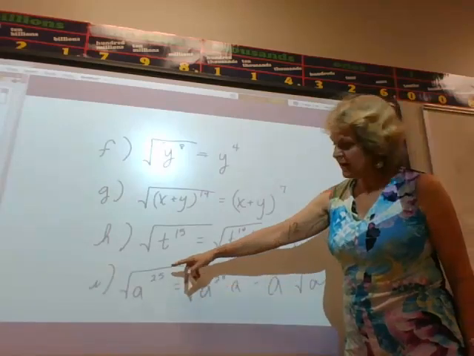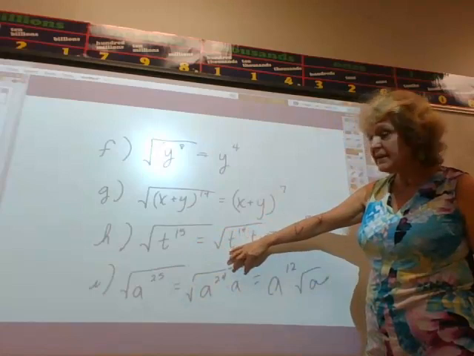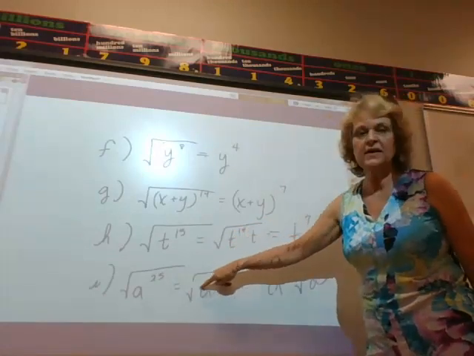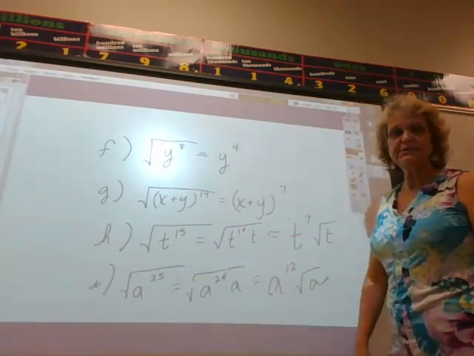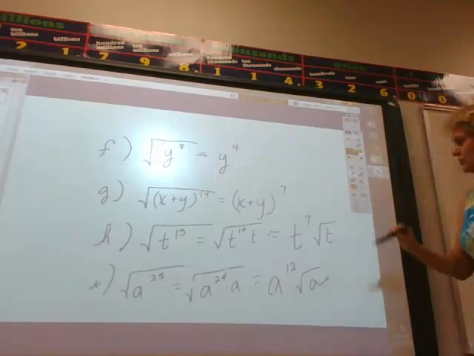A to the 25 is like saying 24 and 1. So 12 come out, 1's left under. All right, so not too shabby here, pretty easy.